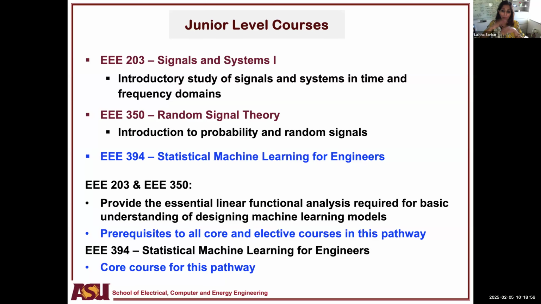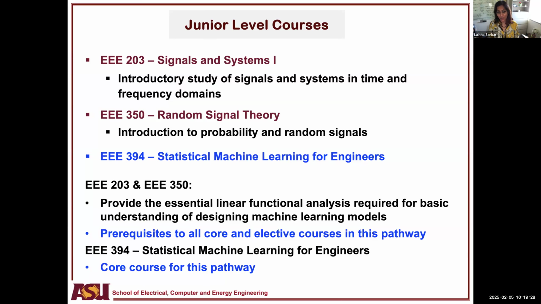So 203 is something every EE student takes. 350 is something every EE student takes. I would encourage some of you to actually take the signals pathway in parallel with this. Having 3 or 4 would be fantastic, because ultimately, even a high dimensional vector is a signal of sorts. The 2 or 3 main courses that will be introduced in this pathway, the core course is the EEE 394 course that I will be introducing in spring 2026.